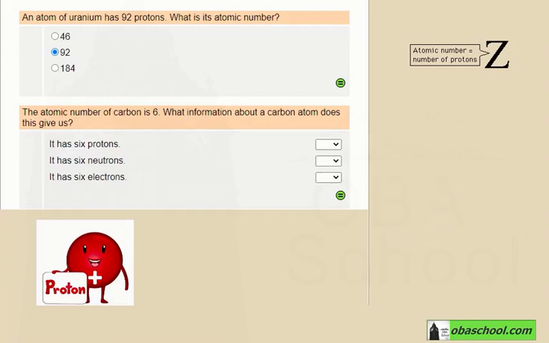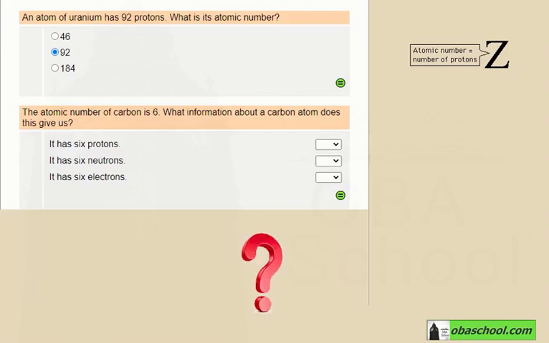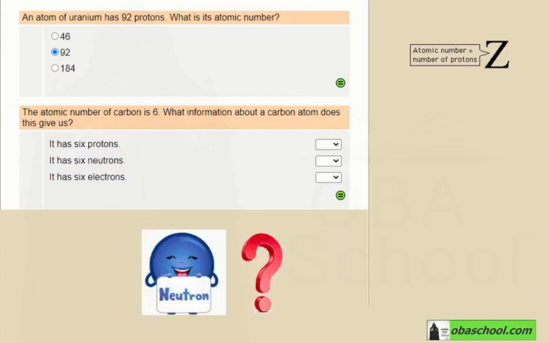Can we find the electrons? Because atoms are neutral, they will have equal number of protons and electrons. So if we know the number of protons, we can also know the number of electrons. Now what about neutrons? Is there any relationship between the number of protons and the number of neutrons? No, so we can't know the number of neutrons if we're given the protons only.